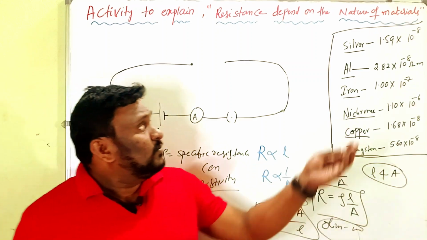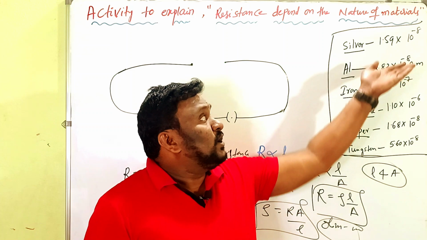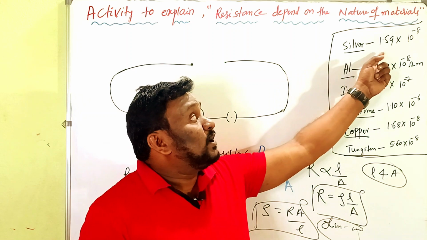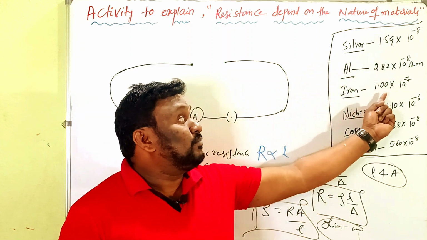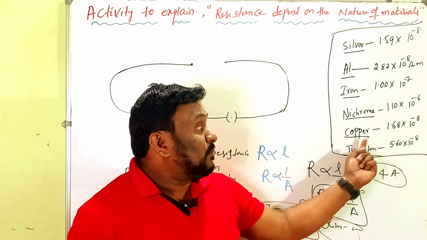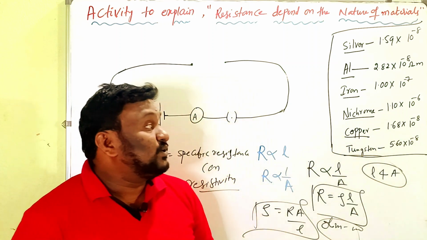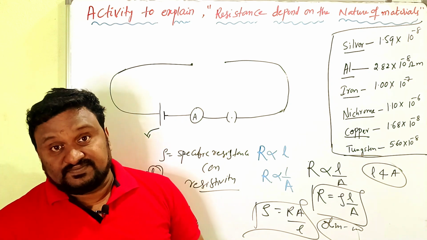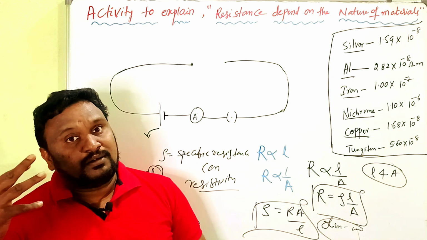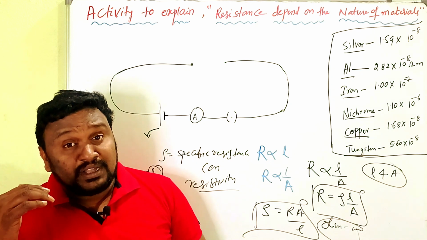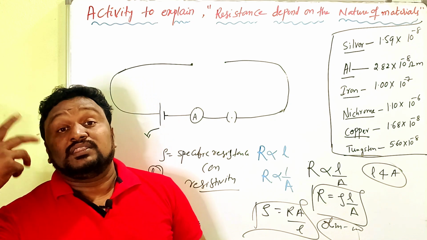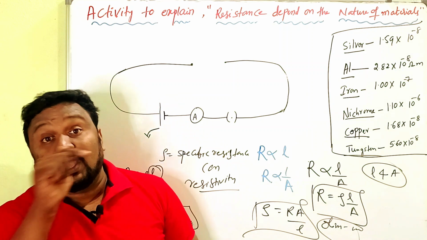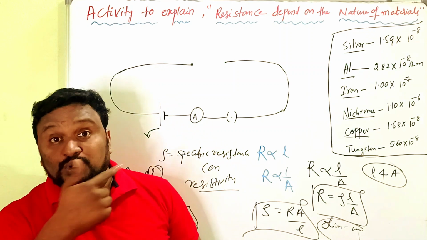Now, different wires have different resistivity values. For silver it is 1.59, aluminum 2.82, iron 1.00, nichrome 1.10, copper 1.68, tungsten 5.60, like that. So different wires have different resistances. Why are we taking different types of material? Because different materials have different resistances, and they allow different amounts of current. That is what we have to prove, and we do one activity to prove that.